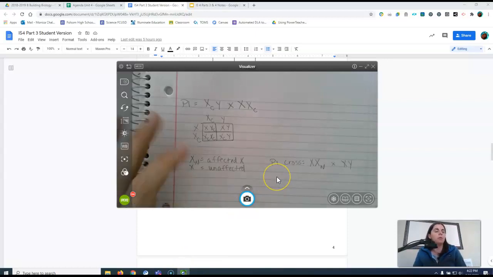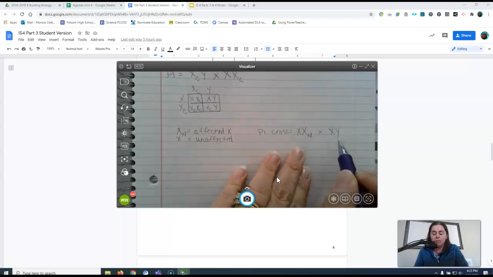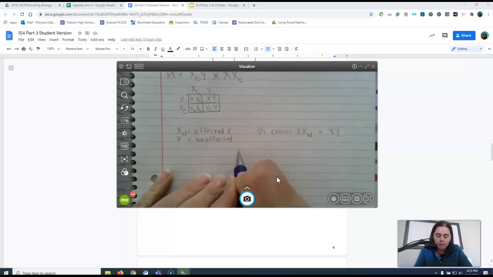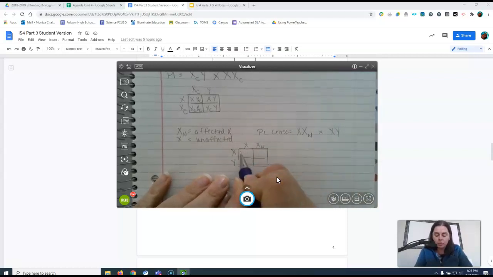So let's look at this and see what we've got. So I've done our P1 cross. We have X X^N for our carrier female and our normal XY. Let's make our Punnett square, shall we? So female is on top this time, because that was listed first. And then our XY is here. So X will go in front on the right. X^N goes on the left, because Y's are going to go after. So X, X^N, X, Y. Fill it in. There we go.